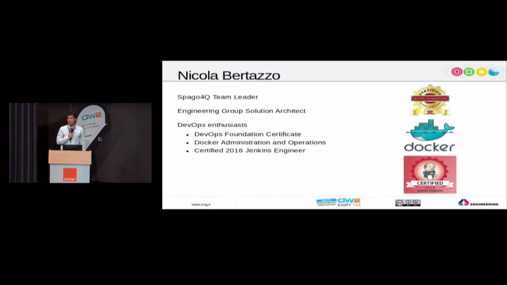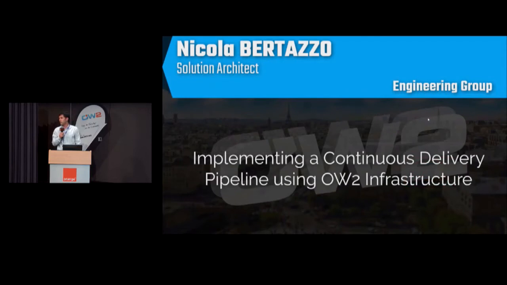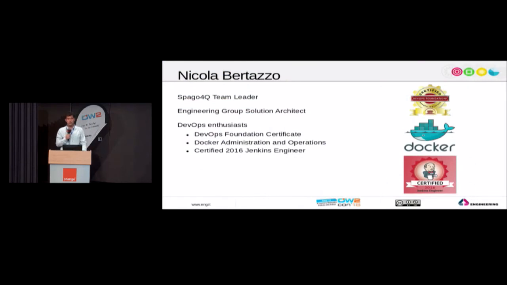I am the team leader of the Spago4Q project, a free open source platform to measure, analyze, and monitor the quality of product, process, and services. I work for Engineering Group for 10 years as a project automation consultant and DevOps consultant. In the last 2 years, I work with Daniele Gagliardi on the STAMP project, WP for package. In this project, I study how to implement continuous delivery using the OW2 infrastructure, because OW2 is part of this project.